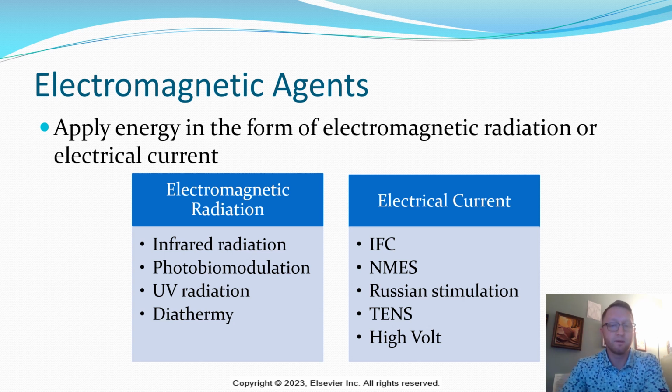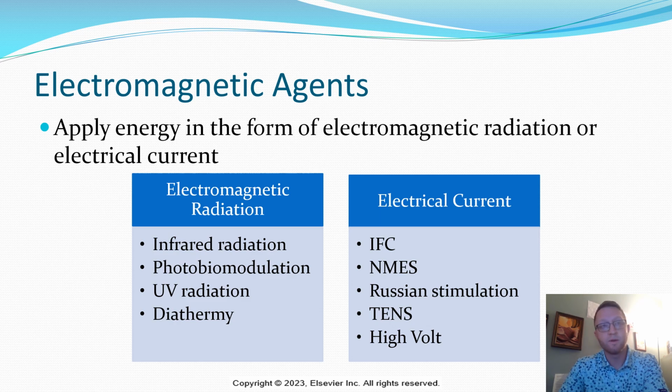But we are going to focus a lot on these electrical currents that you can see on the right-hand side here. So the different types of E-stim that we're going to be focusing on this semester include IFC, or interferential current. We have NMES, neuromuscular electrical stimulation, Russian stimulation. We have TENS, transcutaneous electrical nerve stimulation. And we also have high volt pulse current, or you may see that as HVPC. So we're going to look at all of these different applications of E-stim. We're going to learn about the indications. We're going to learn about the correct parameters and contraindications for each of those.